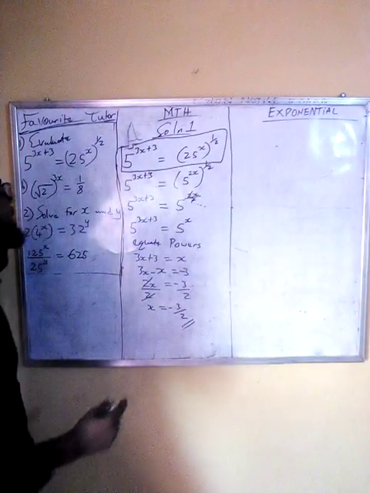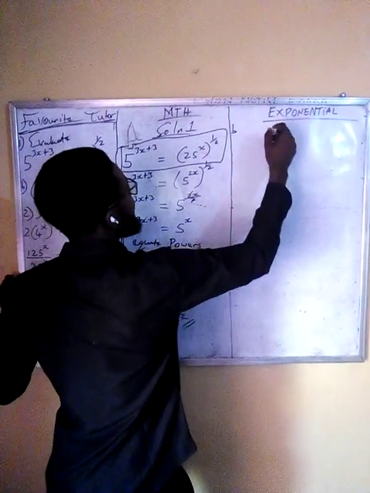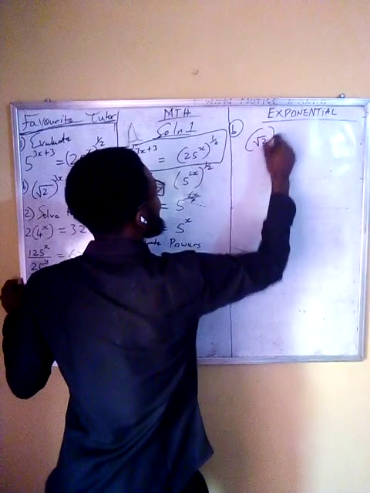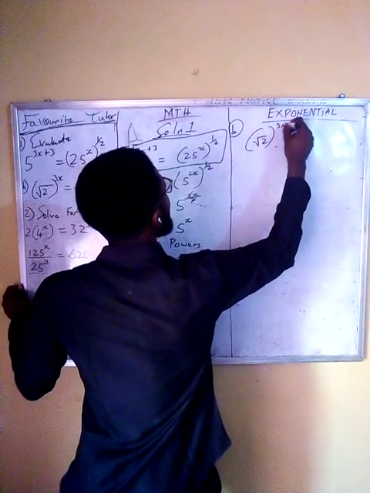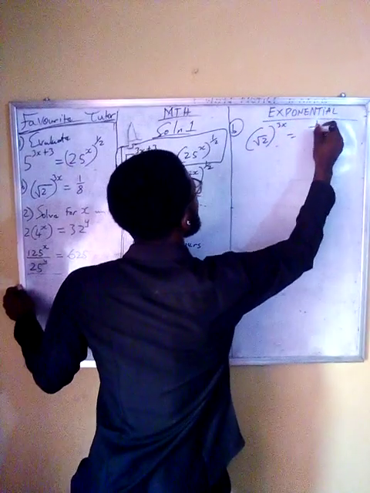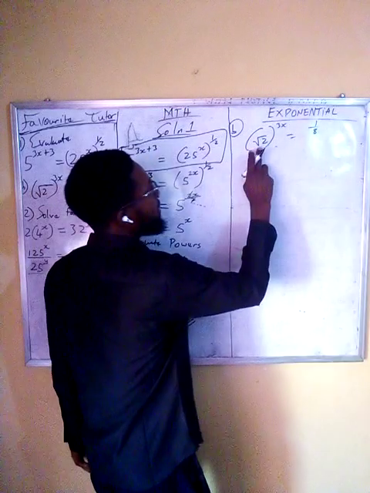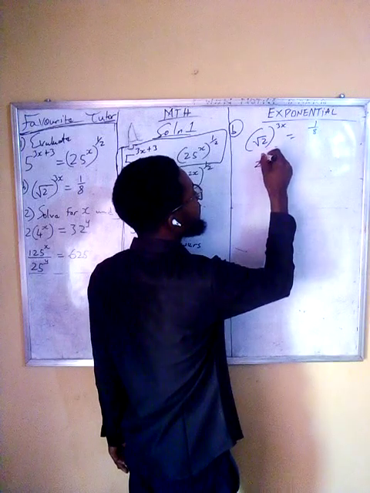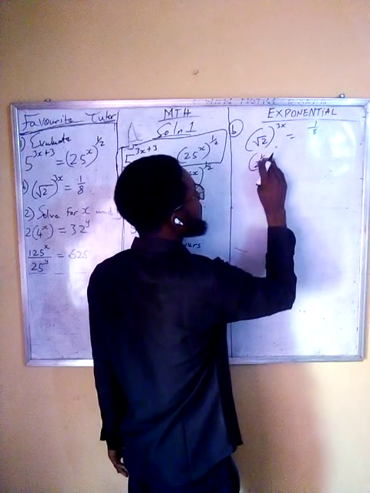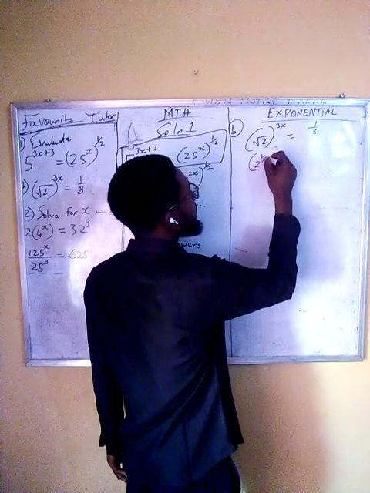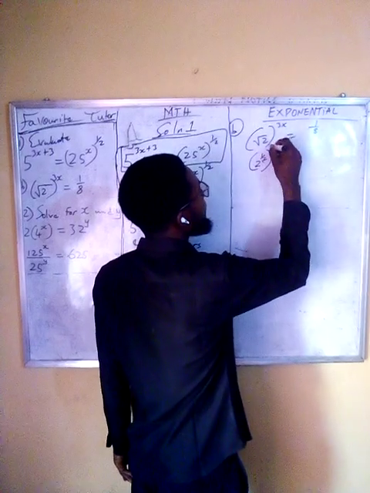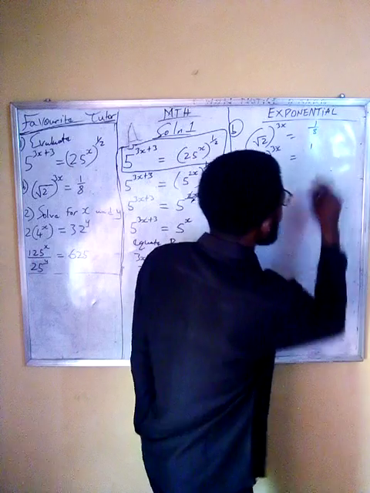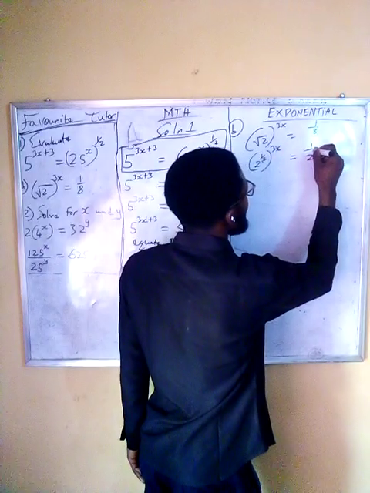Alright, let us look at the other one. Number 1, B. B is root 2 raised to the power of 3x equals to 1 over 8. Let us change this to index form. Root 2 is 2 raised to the power of 1 over 2, all raised to the power of 3x, equals to 1 over, and 8 in index form is 2 raised to the power of 3.